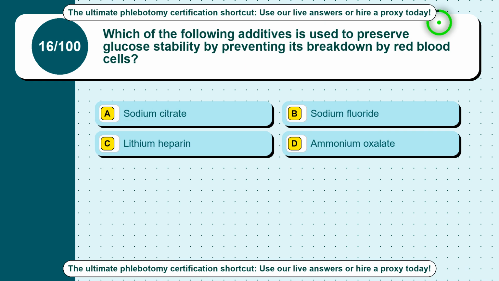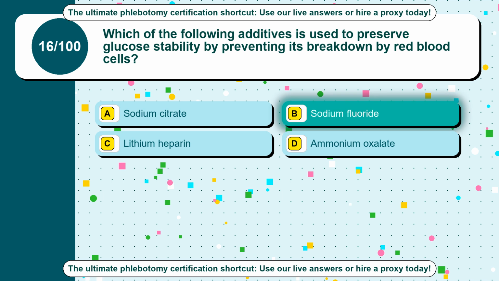Question 16. Which of the following additives is used to preserve glucose stability by preventing its breakdown by red blood cells? Option A, sodium citrate. Option B, sodium fluoride. Option C, lithium heparin. Option D, ammonium oxalate. The correct answer is option B, sodium fluoride.